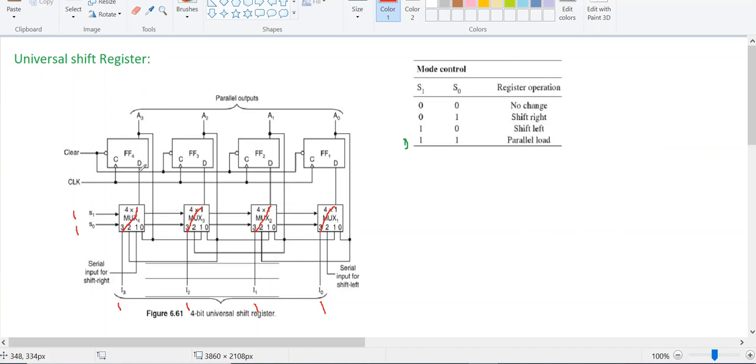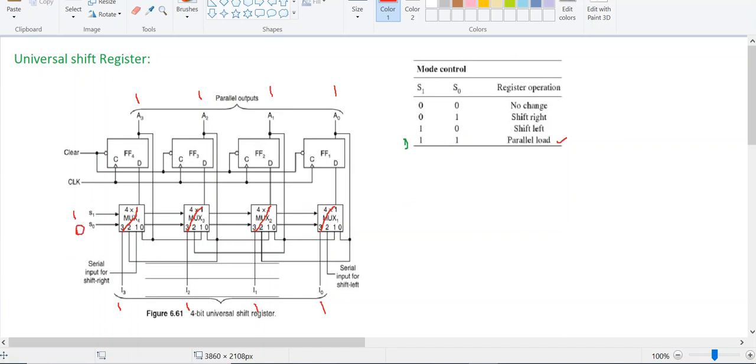A 1 as an input means you will obviously get output 1 from the flip-flop. Here my input is 1, again you will get output 1, and again 1, and again 1. So this is parallel loading: simultaneously you get your data at the final output. This is the parallel load, the 1 1 case.